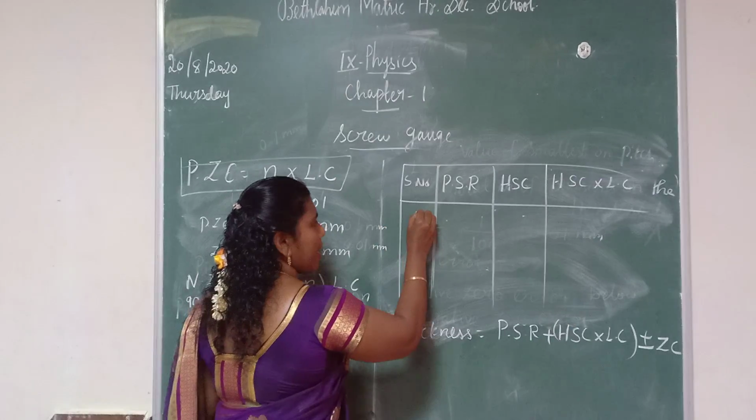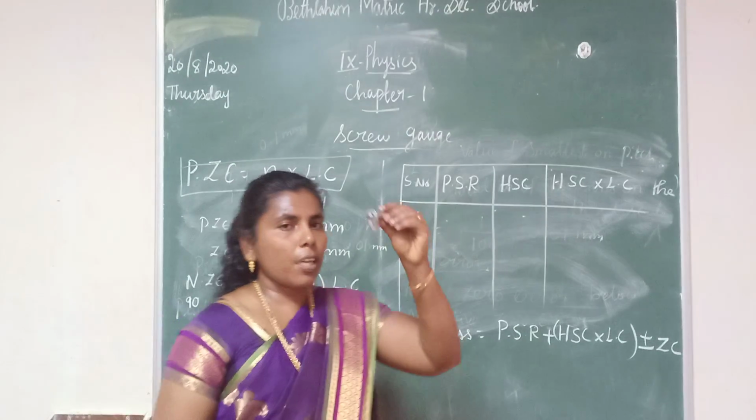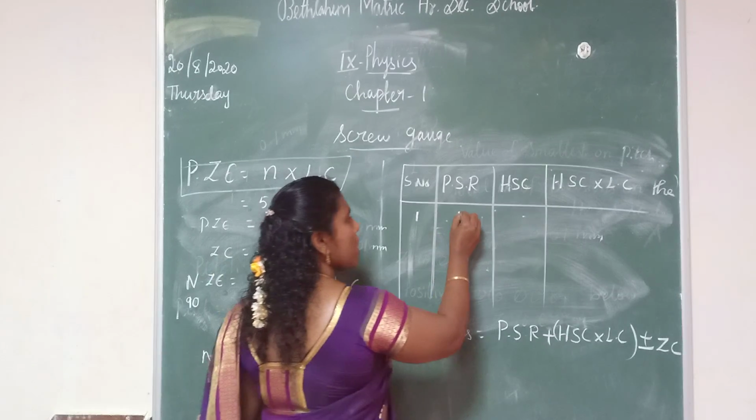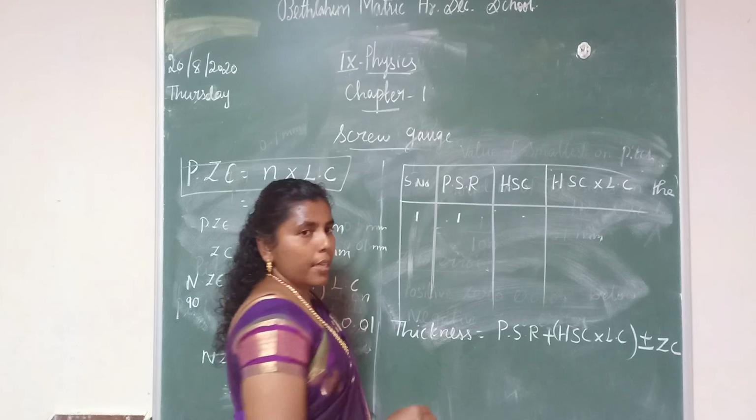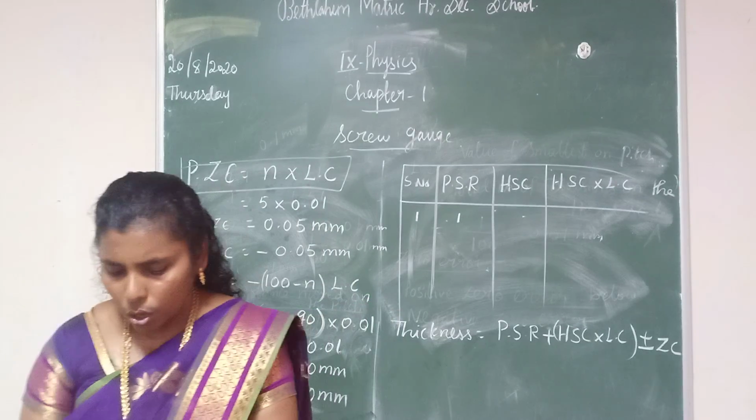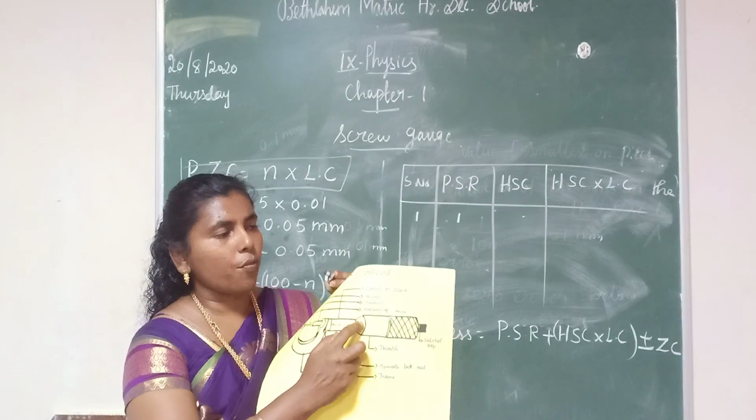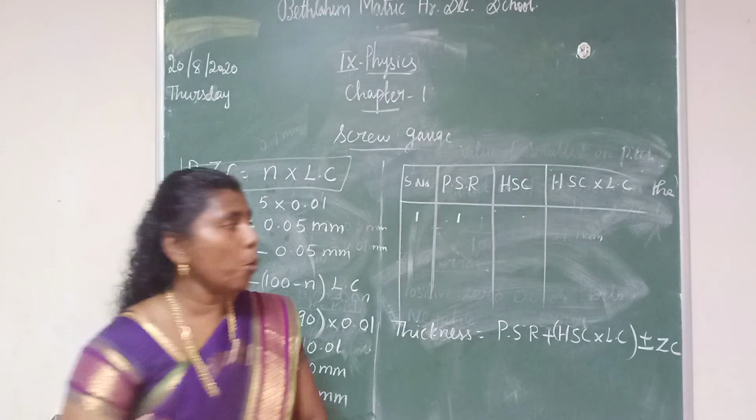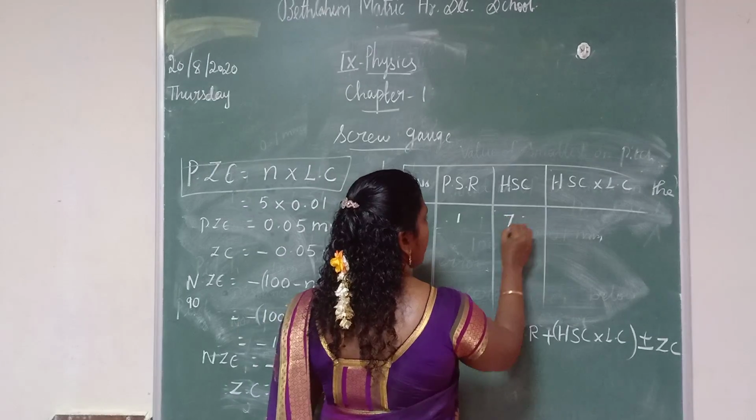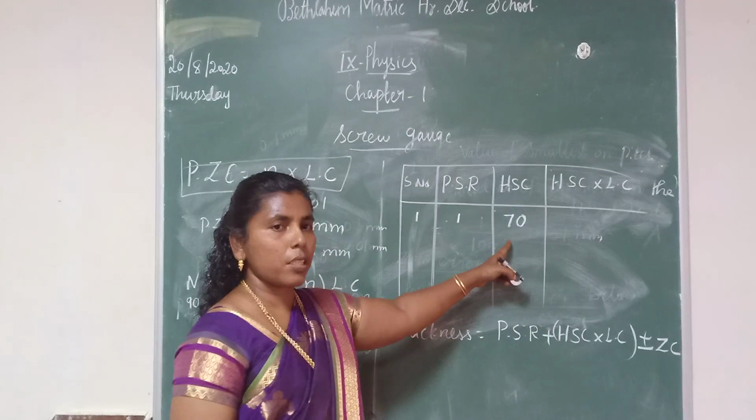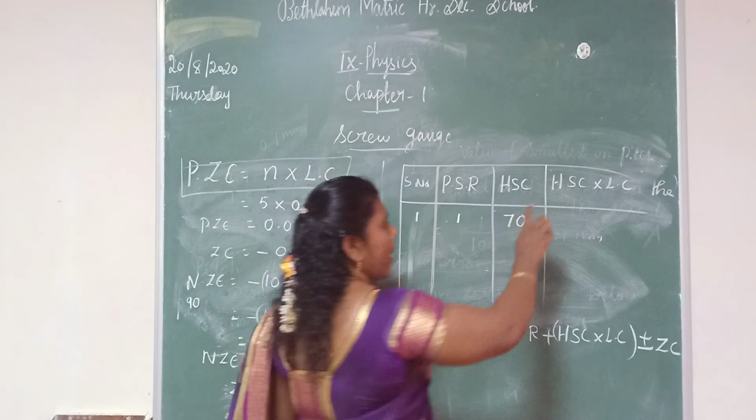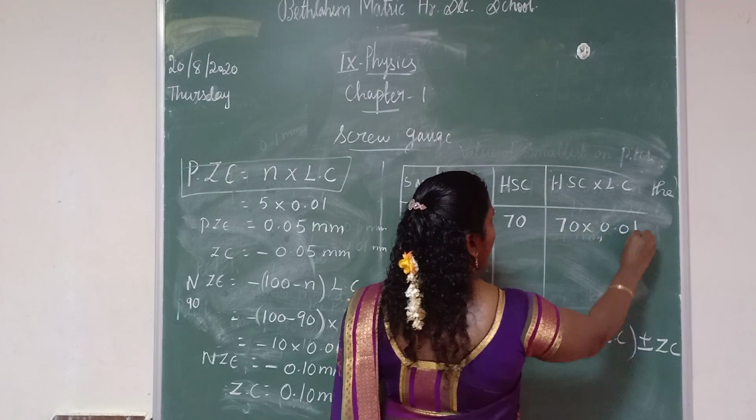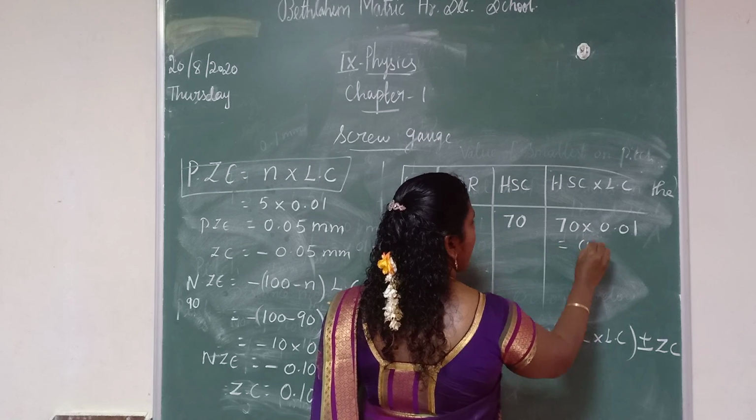Suppose here serial number 1. If you insert the coin in the screw gauge, the PSR value will be 1 millimeter. Then for HC you have to find near the reference line what value is there on the head scale. Suppose you get 70. Now multiply HC 70 into the least count 0.01, so you will get the value 0.70.